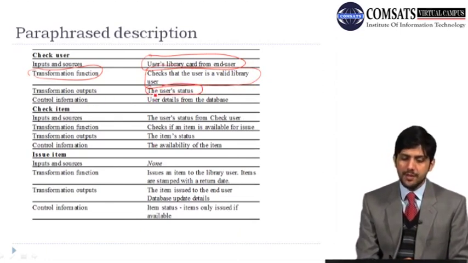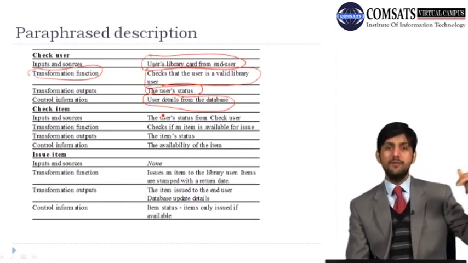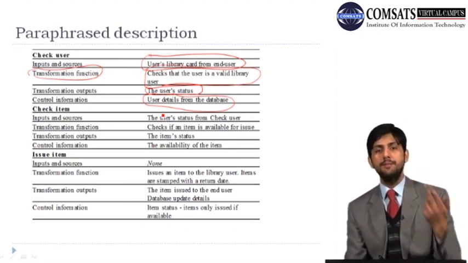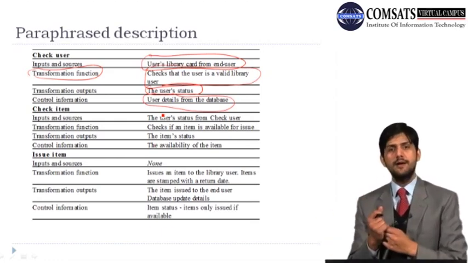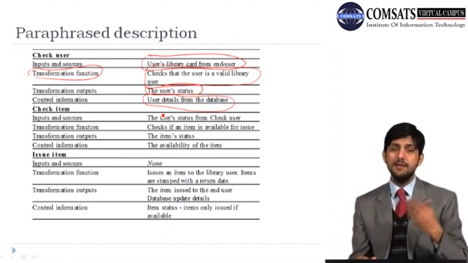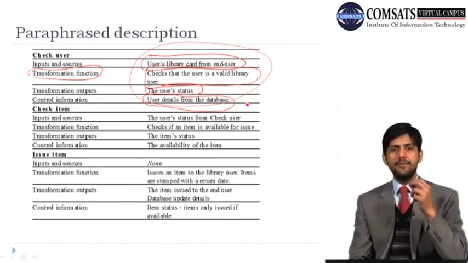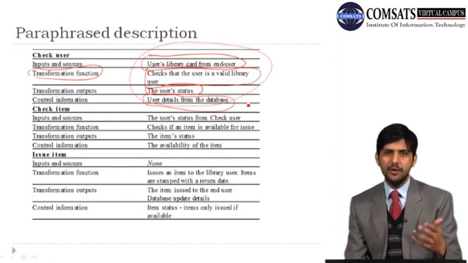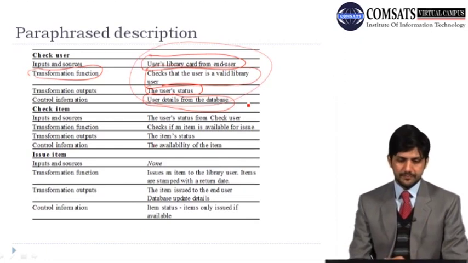And what is the control information? User details from the database. Because depending on that information, we are ensuring that the user is a valid member of the library or not, and based on it, this transformation process produces an output, which is the user status, whether he is a member or not a member. So by paraphrasing it, we can identify if there are any inconsistencies in this document, if there is any missing information, or if it is incomplete to a certain extent or not.